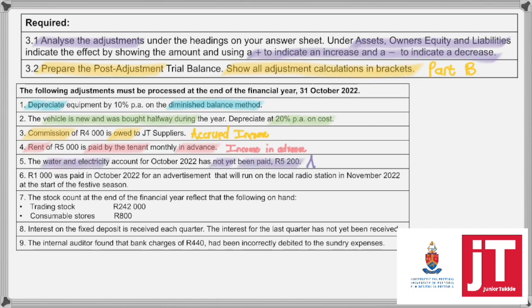Then water and electricity account for October has not yet been paid, and because water and electricity is an expense, it is an accrued expense.